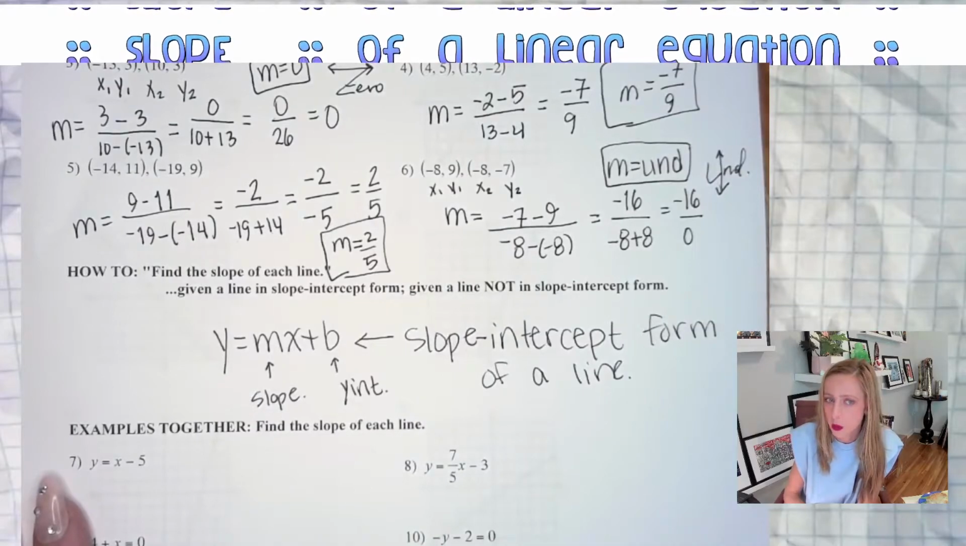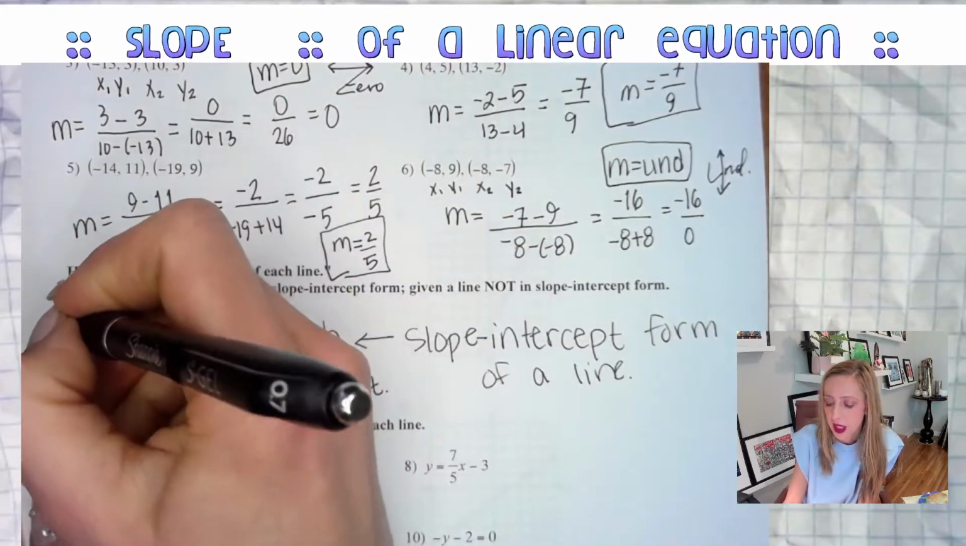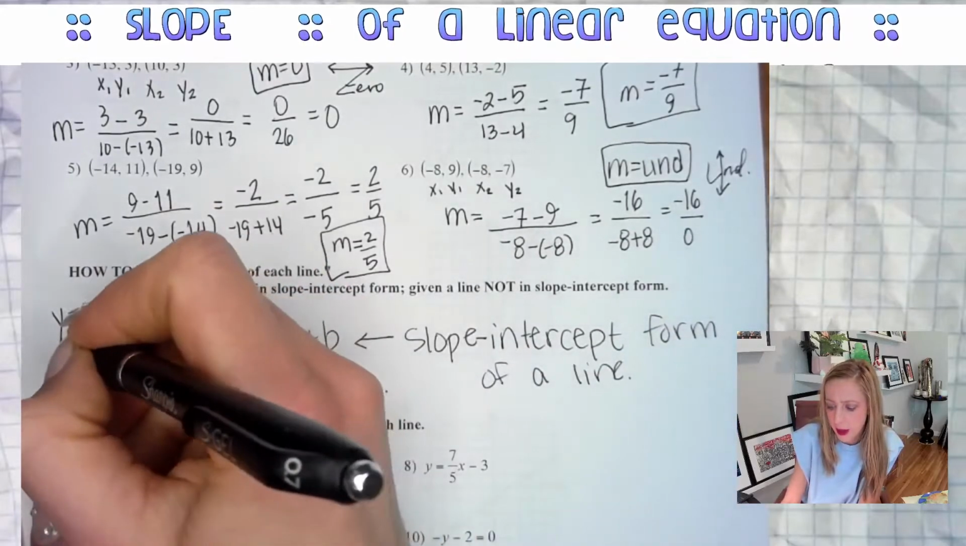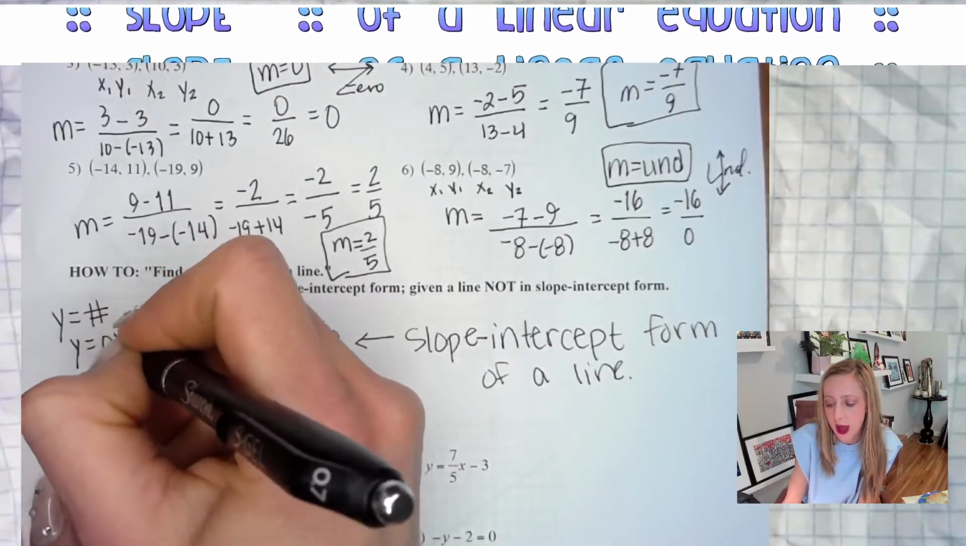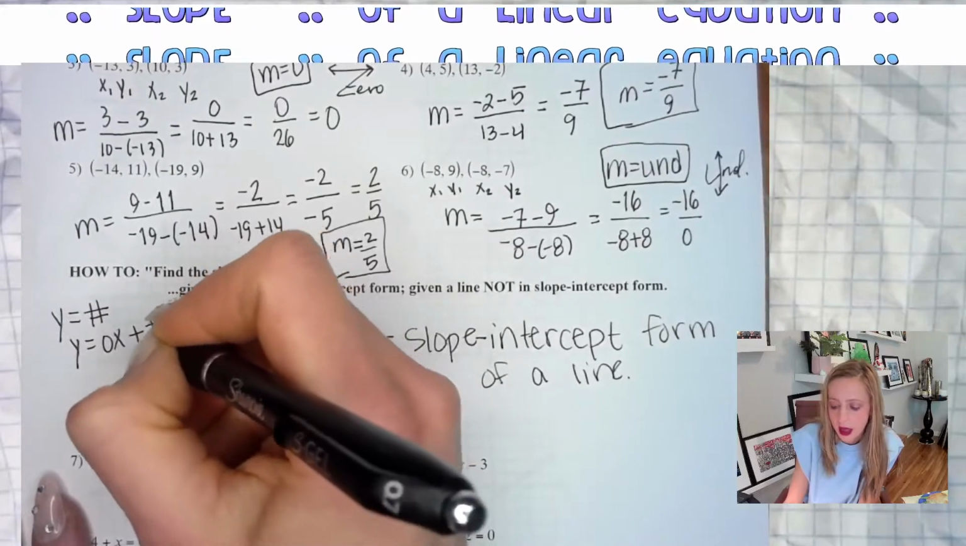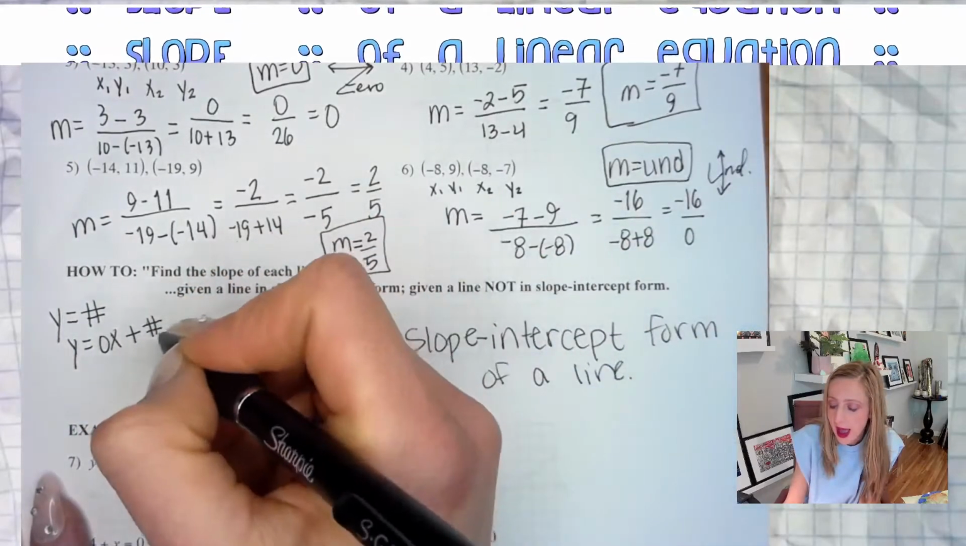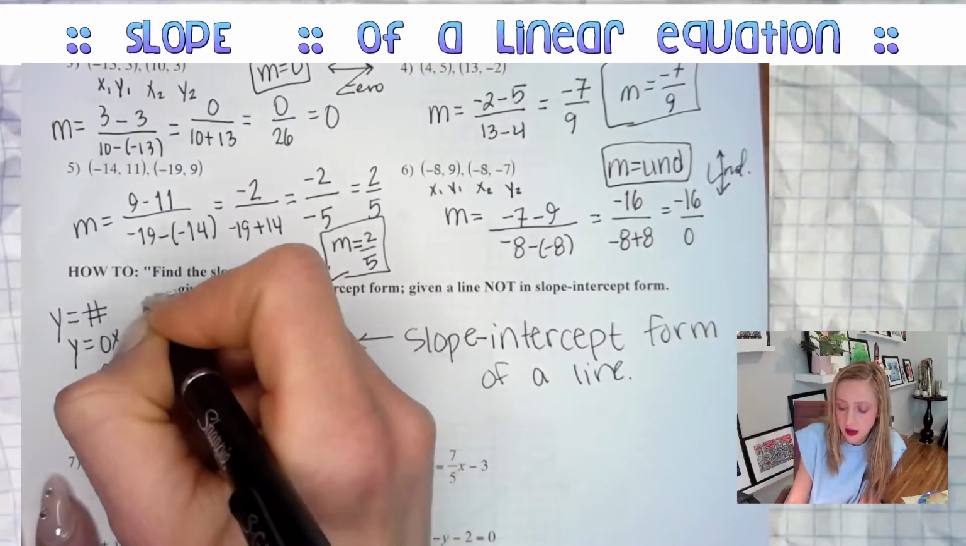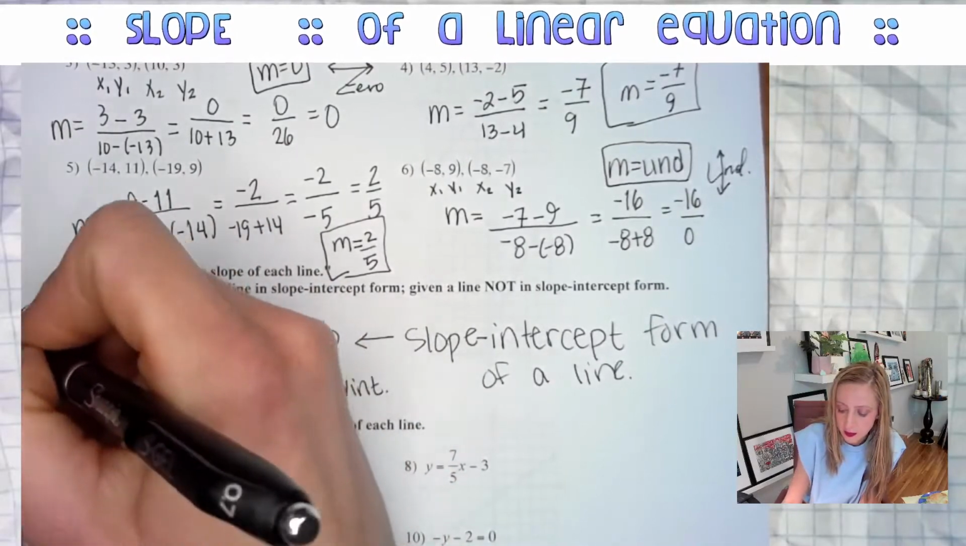But we need some more notes for this part. If you have y equals a number, what the heck is happening? That just means you have y equals 0x plus that number, which is b, and the slope is 0 because it's a horizontal line.